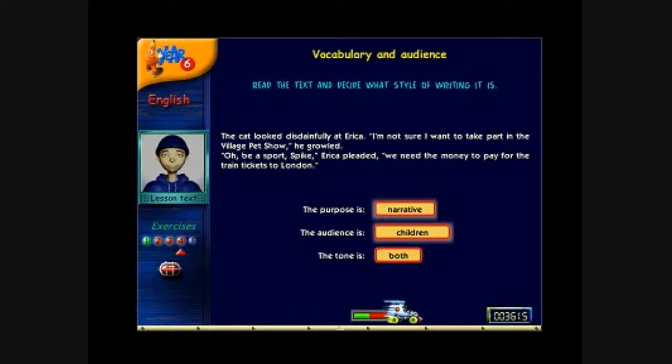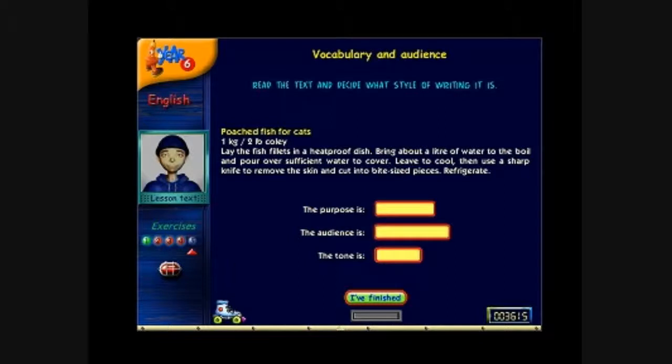Oh, what a load of crap this one. Poached fish for cats. That's descriptive, right? Or is it fact? I guess it's fact. It's a fucking cooking book. I don't even have to read the fucking shit. Adults, children don't cook, do they? I don't think they'll be laying fish fillets in a heat-proof dish, so probably adults. The tone is probably formal. I'll just say it's that.